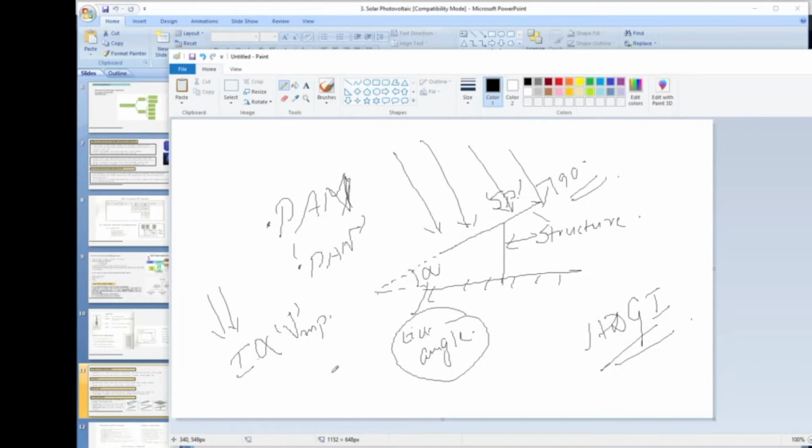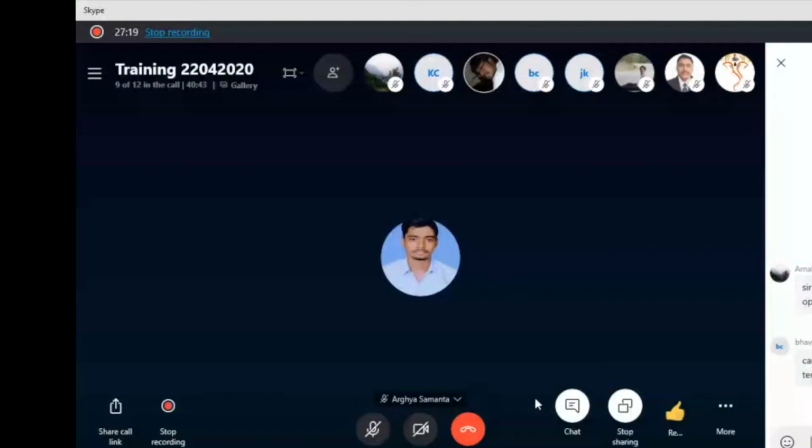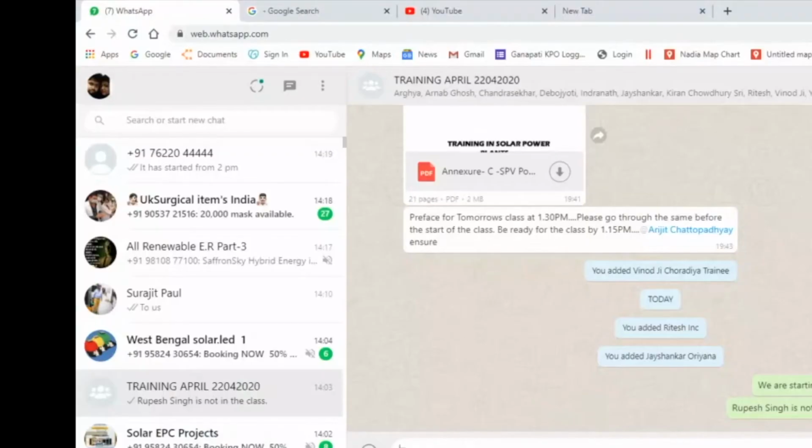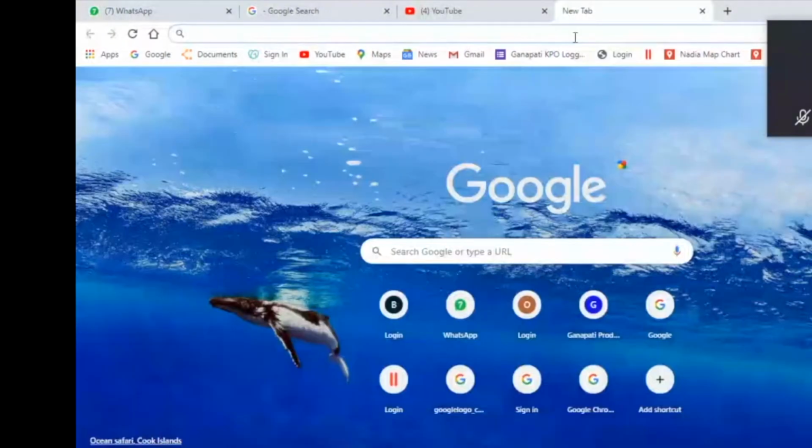I would request Arijit to open the Shine monitor and show our real generation plant, so you can understand this point. Arijit, can you please share your screen? I am stopping my screen sharing. Let Arijit share it and then I will explain.